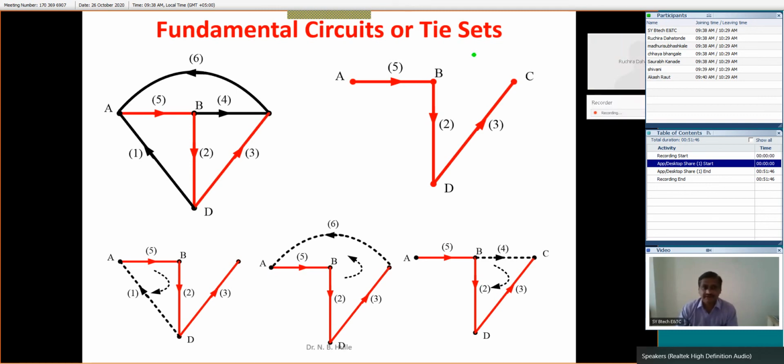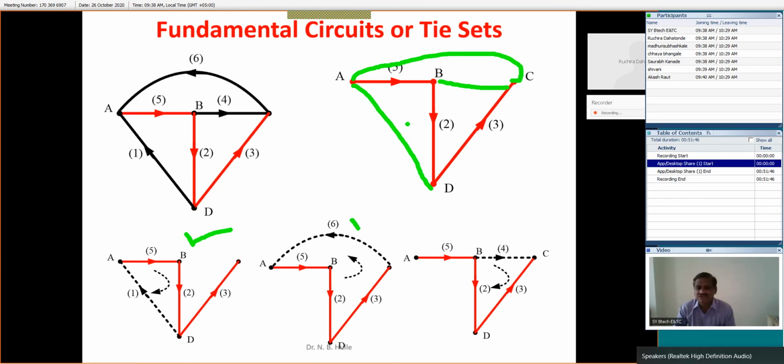But don't try to mix up everything in a single figure. If we put tie set number 1, tie set number 2, and tie set number 3 together, it is very difficult to understand which is tie set number 1, 2, and 3. That's why it is better to draw a separate figure for each tie set. That is my recommendation. For every tie set you should draw a separate figure: the selected tree, then put a branch.